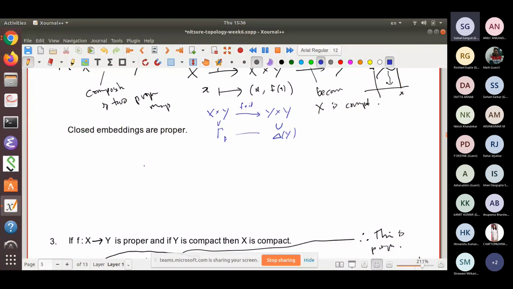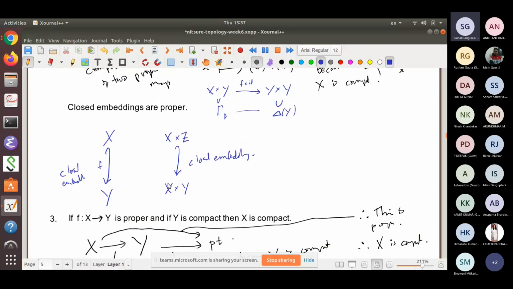Again, no proof is written here. Why are closed embeddings proper? Because if X to Y is a closed embedding, then X cross Z is also a closed embedding in Y cross Z. Or in more plain terms, if X is a closed subset of Y, then X cross Z is a closed subset of Y cross Z. So this base change, after taking product, has remained closed, so it is proper.